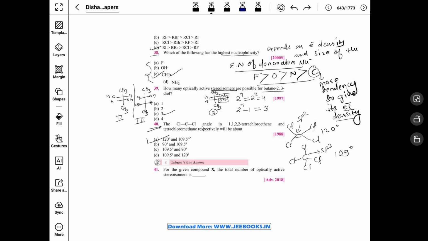So in question 40, it is asking about the bond angle. So this one is sp2 hybridized and this one is sp3. So the bond angle in the sp3 case is around 109 degrees and in the case of sp2 is around 120. Therefore, the correct answer is A.